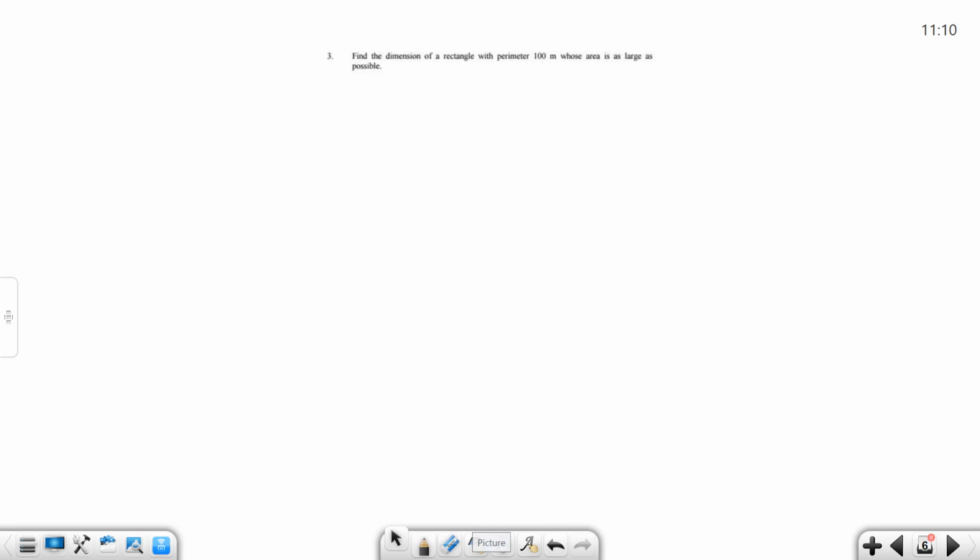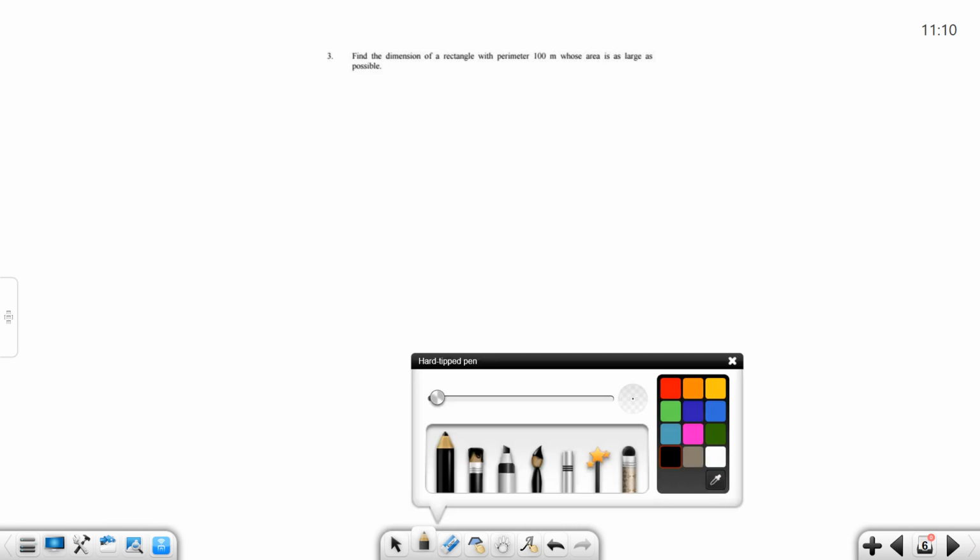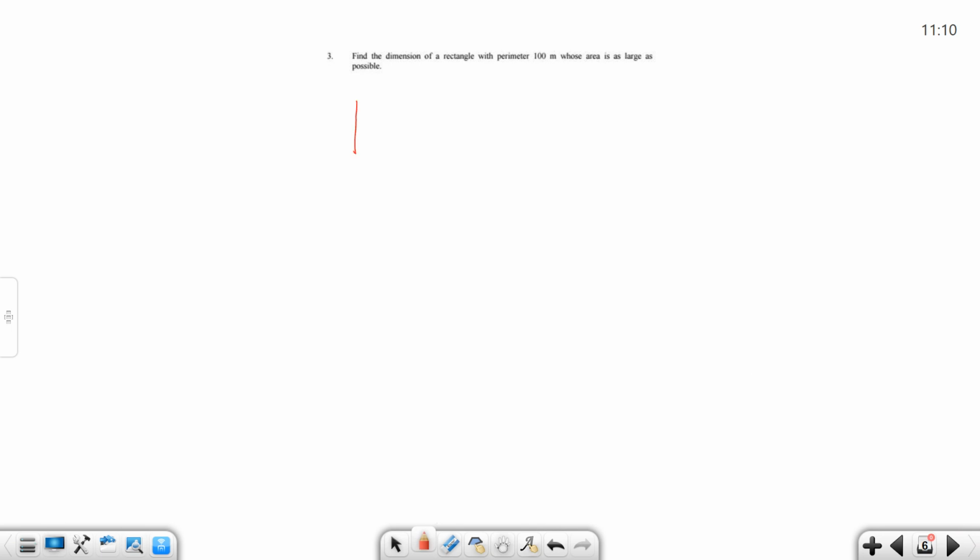In this problem, I'm asking you to find the dimensions of a rectangle with perimeter 100 meters whose area is as large as possible. Okay, so if we're going through our steps, we have a rectangle. So we have that, and then it says area is as large as possible. That means we want to find max area.